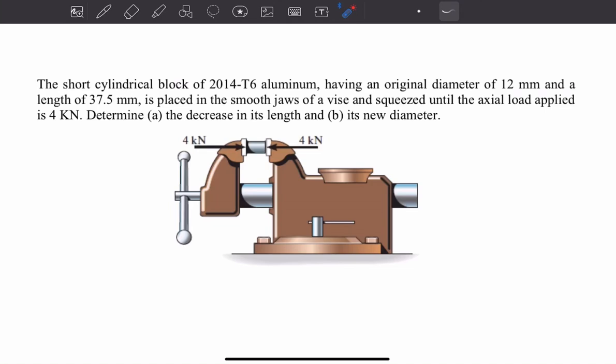Okay, welcome to the fourth example. In chapter 3, the question reads: the short cylindrical block of 2014 T6 aluminum, having an original diameter of 12 millimeters and a length of 37.5 millimeters, is placed in the smooth jaws of a vise and squeezed until the axial load applied is 4 kilonewtons. Determine A, the decrease in its length, and B, its new diameter.